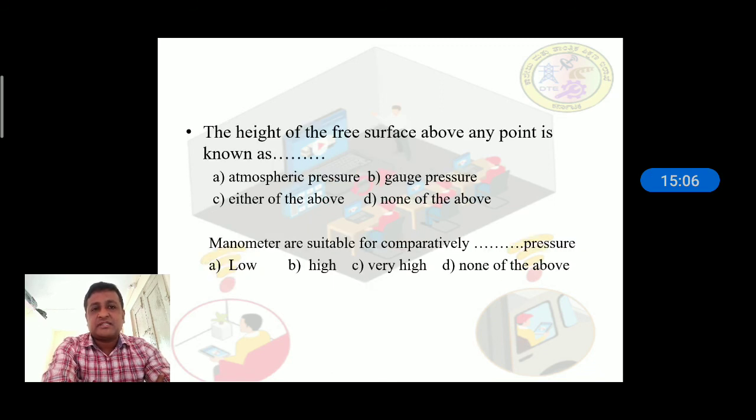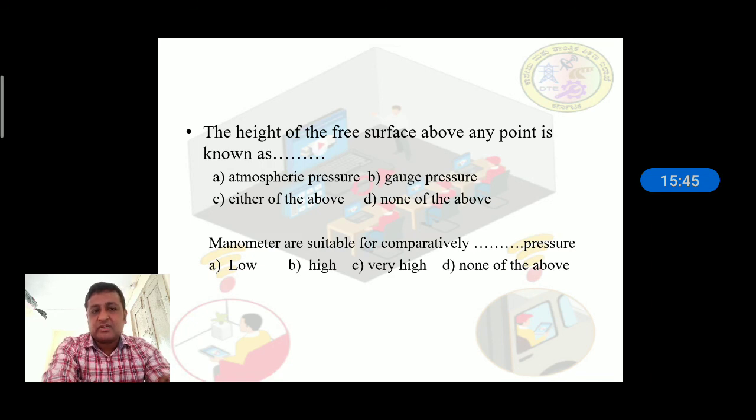The next question: the height of the free surface above any point is known as. We discussed this point when measuring gauge pressure, where we use a datum line. There are four answers: atmospheric pressure, gauge pressure, either of the above, and none of the above. It is either of the above, atmospheric pressure and gauge pressure.